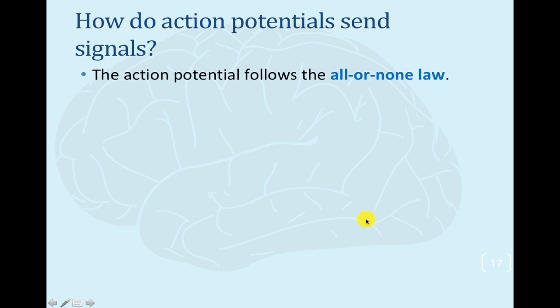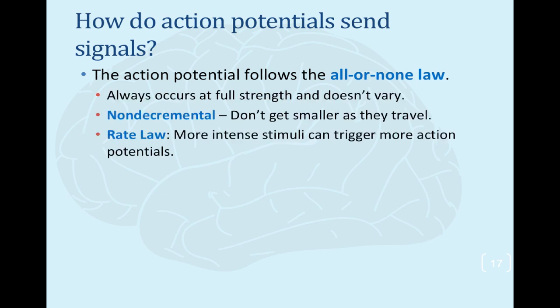So the action potential follows the all or none law. You either get one or you don't. And once you get one, they all look the same. They always occur at full strength and they don't vary. They are what's called non-decremental. In other words, they don't get smaller as they travel along the axon.